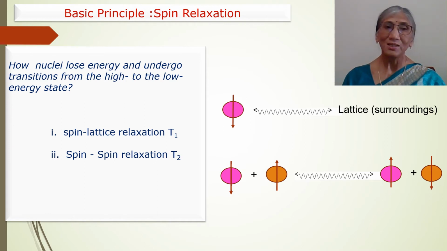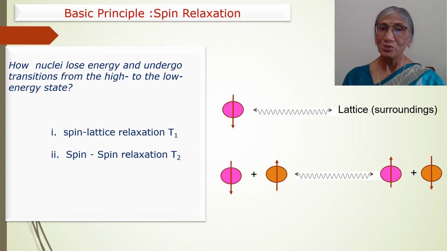Another process is the spin-spin relaxation, and it is represented by T2. In this relaxation process, nuclei present in the higher energy state lose energy equal to delta E to another nucleus which is present in the low energy state. Now the nucleus from the low energy state will flip to the higher energy state.